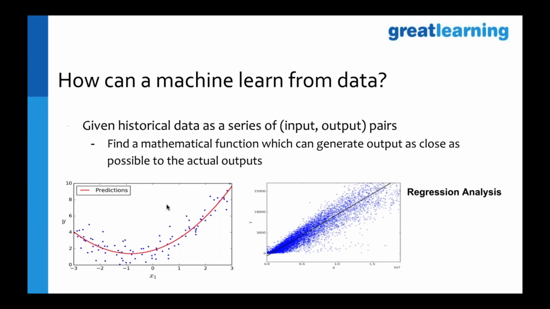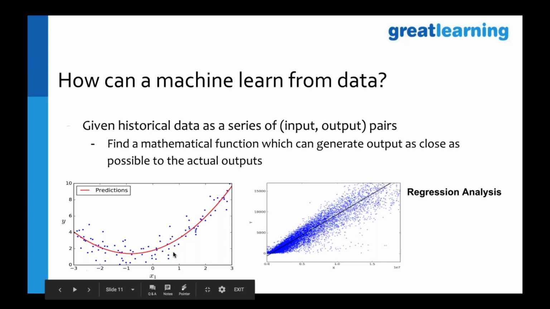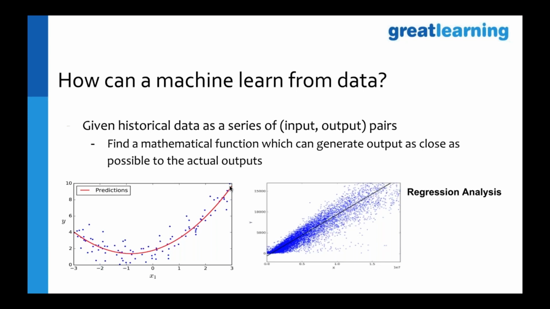There are so many possibilities, right? There could have been a line like this, or like this, like this. What it has done is figured out one function. This is the learning that it has had, this red function. And it says, given the data you've given me, one way in which I can learn is to find a mathematical function which will generate the output as close as possible to the actual outputs.